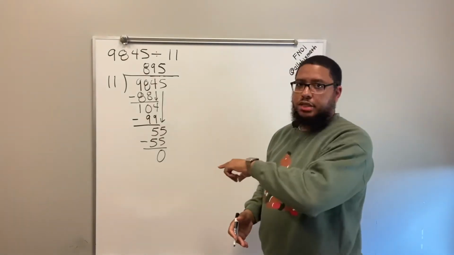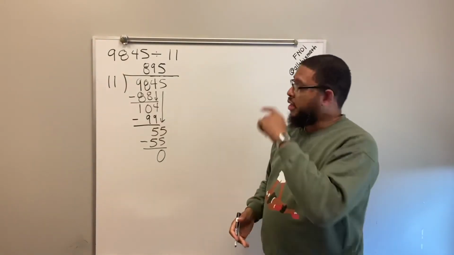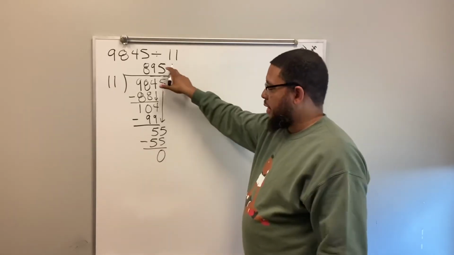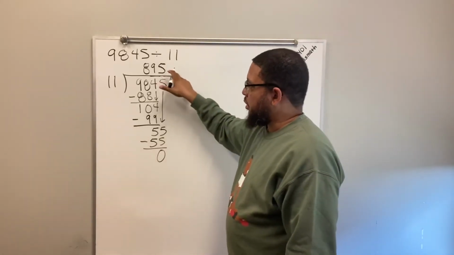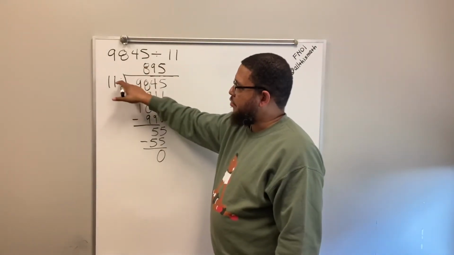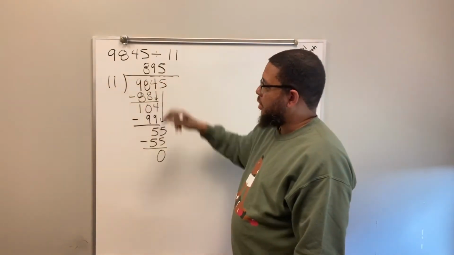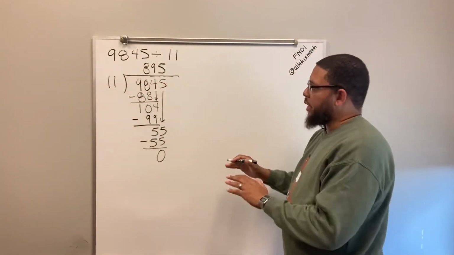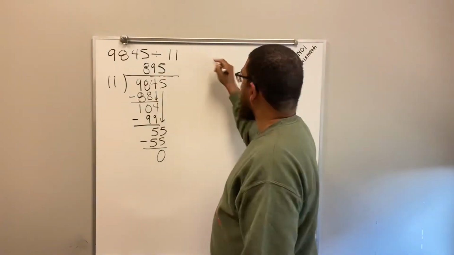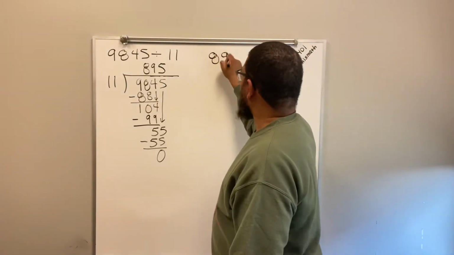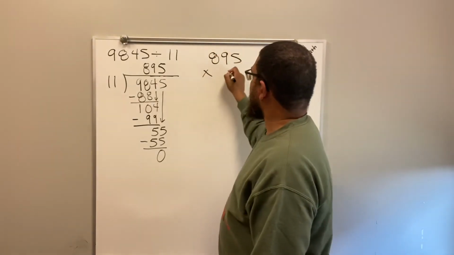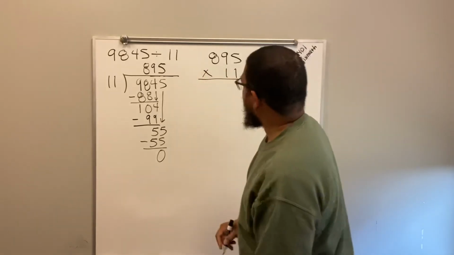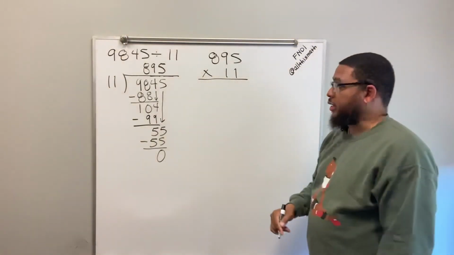The way we check division is by doing multiplication. Because if this answer is correct, then this quotient, I should be able to multiply it by this divisor, and it should equal this dividend. So real quick, I'm not going to spend a whole lot of time on this because this is just the check part. I'm going to just do 895 times 11, right? I'm going to run through this real quick, so keep up with me.